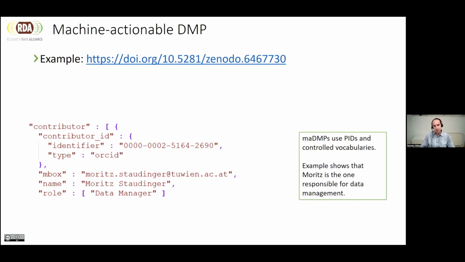And in this example, you can see that Moritz Staudinger will be a data manager, and Moritz is identified by its ORCID ID, and this identifier is provided. And there is also an email address of Moritz. In traditional DMPs, this would be very vague because people would usually write a sentence saying, Moritz will be our data manager, and you will not know which Moritz and how to contact him, and this information will be missing. And it also will be hard for machines to actually interpret this information.